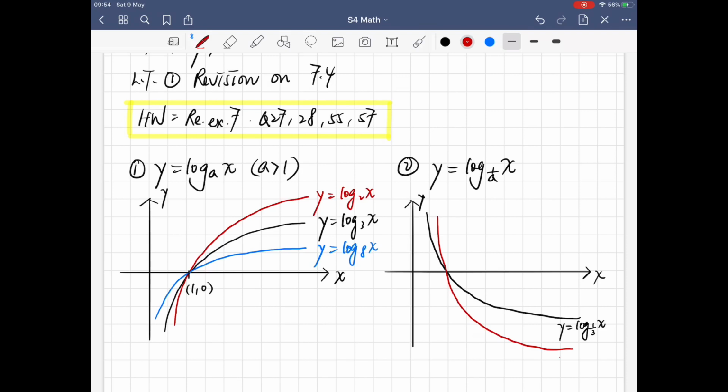It is y equals log x with base 1 over 2. Then I can also change the base from 1 over 3 to a smaller value, 1 over 8, and the graph will look flatter. Again, for these three curves, they all pass through one point, that is (1, 0).